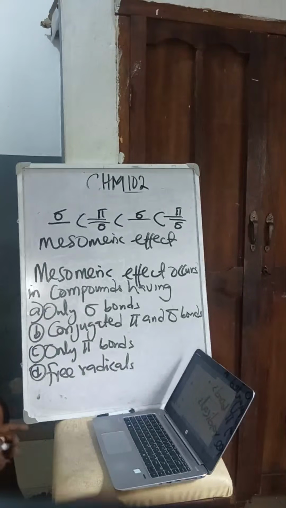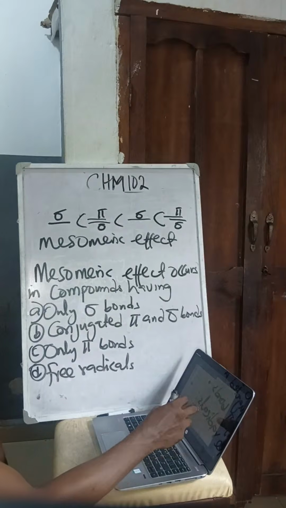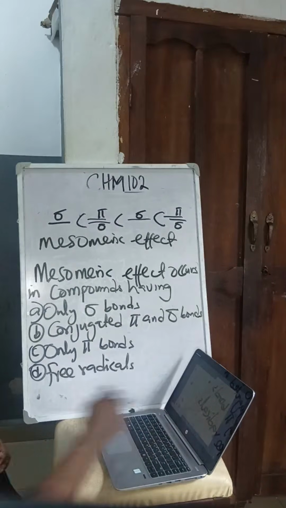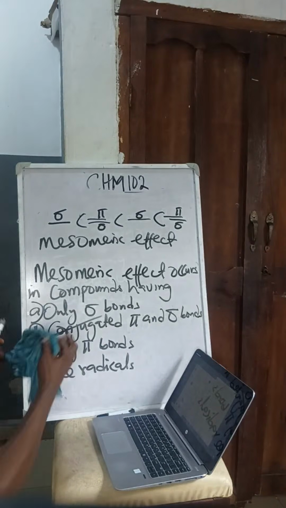Okay, so look at this question. Mesomeric effect occurs in compounds having A, only sigma bond, B, conjugated pi and sigma bond, C, only pi bond, D, free radicals. The answer is conjugated pi and sigma bond.